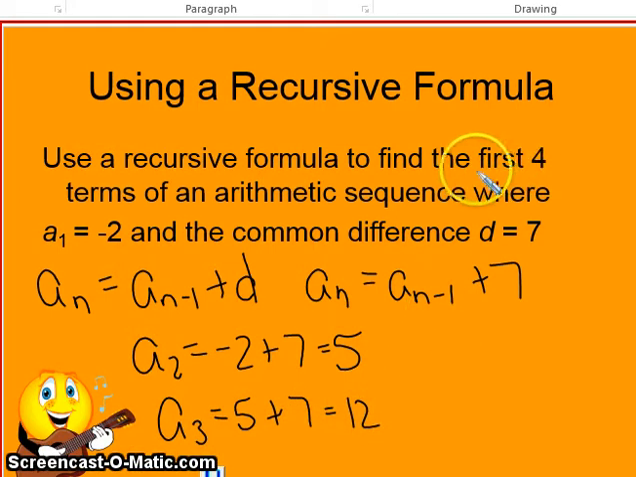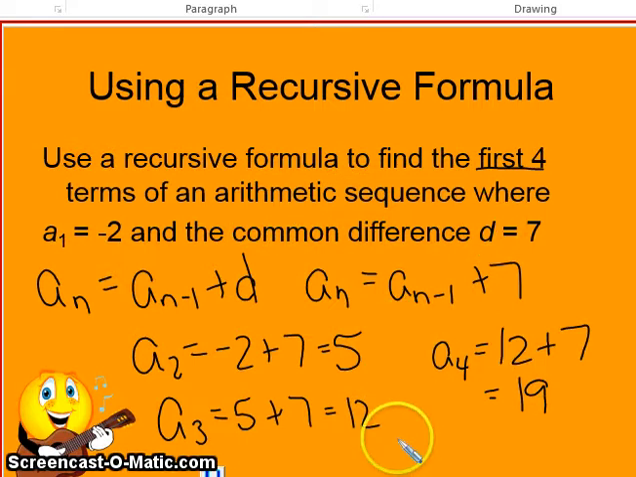And since I want to find the first 4 terms, I need to find a sub 4 also. So I take the term before it, which is 12, and add my common difference, and that gives me 12 plus 7 is 19. So my first 4 terms of this sequence are negative 2, 5, 12, and 19. And of course that sequence can keep going infinitely.